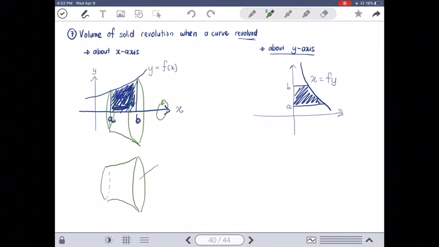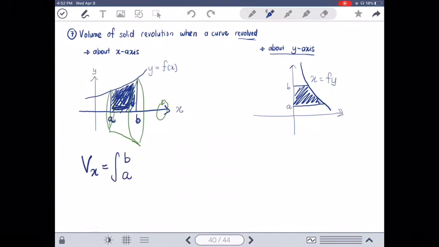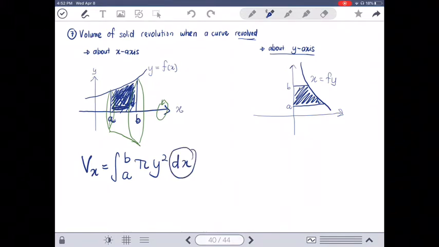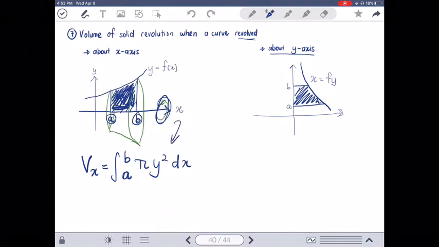So we can find the volume of this bowl by using the formula Vx equals integration from a to b of pi times y squared with respect to x, which means that we will turn about the x-axis, and we will have the boundaries on the x-axis. So just insert the values into this formula, and we will get the volume of the bowl, the solid that we produce when we turn the area about the x-axis.